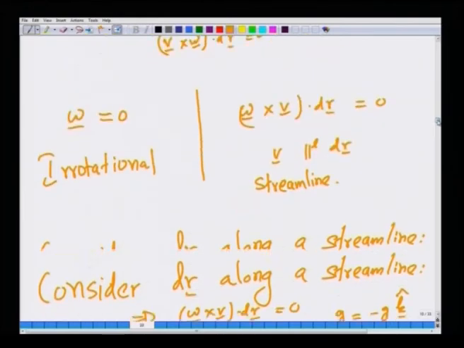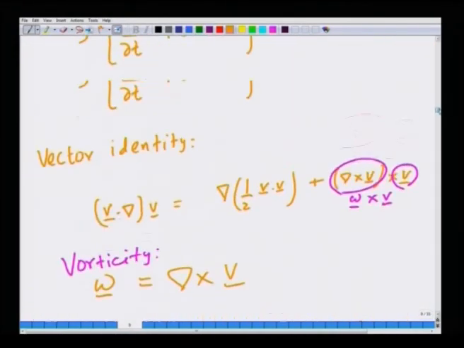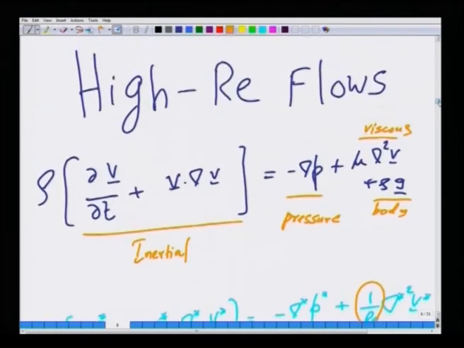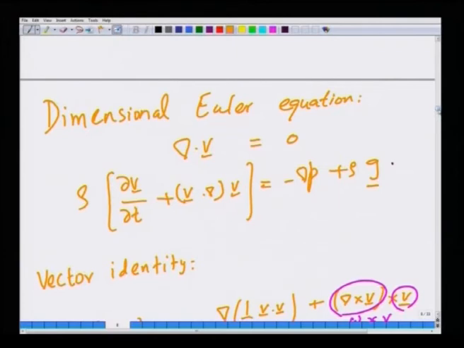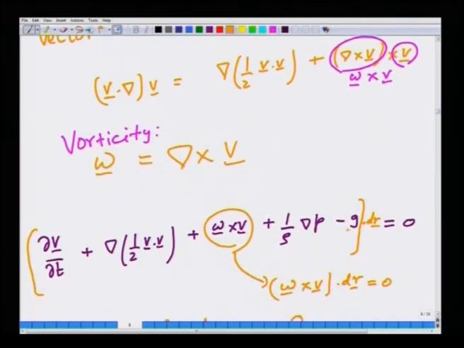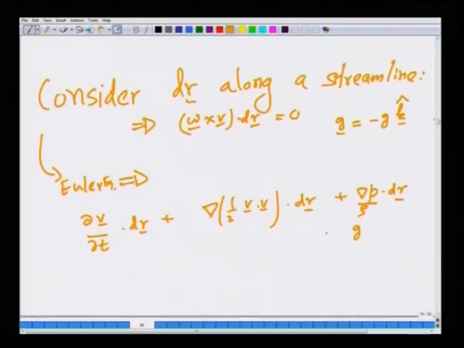So, you have, let us see, you have minus g vector, I am sorry, this is a vector. This is a vector here, sorry for that. So, you have minus g k dot dr is 0. Okay. Now, that is the relation.